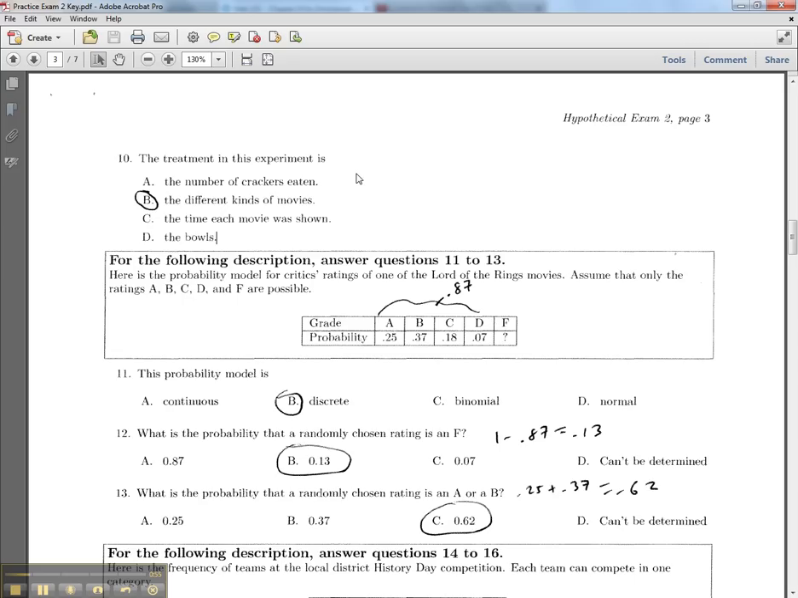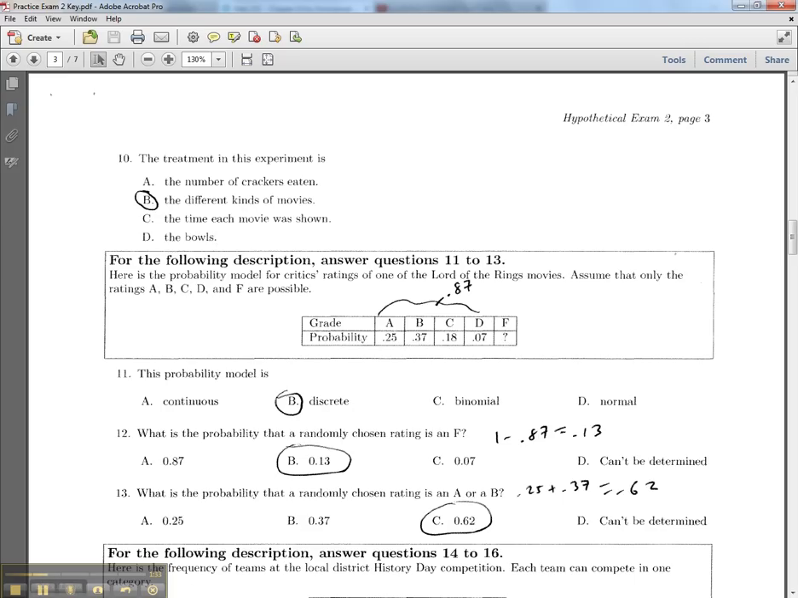All right, let's move forward to number 11, 12, and 13. Here it says, here's a probability model for critics' ratings of one of the Lord of the Rings movies. Assume that only ratings A, B, C, D, and F are possible. So these are the grades, and these are the probabilities of the Lord of the Rings movies getting these grades. So the probability model is either continuous, discrete, binomial, or normal. So it's circled, you know that it's discrete, but why is it discrete?